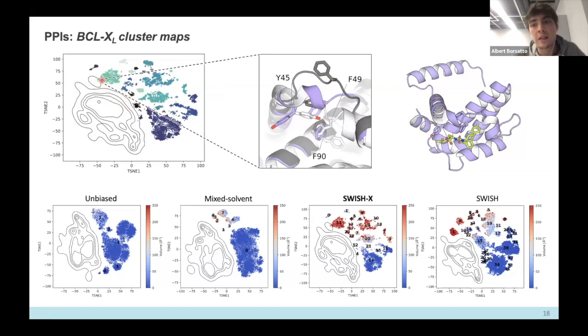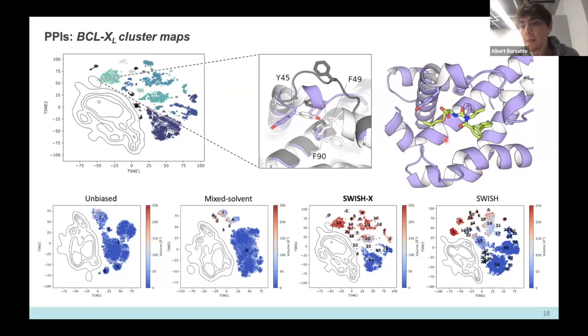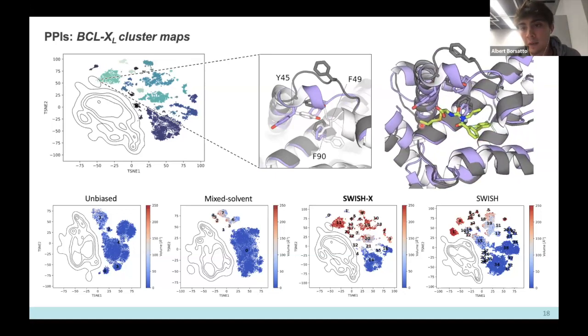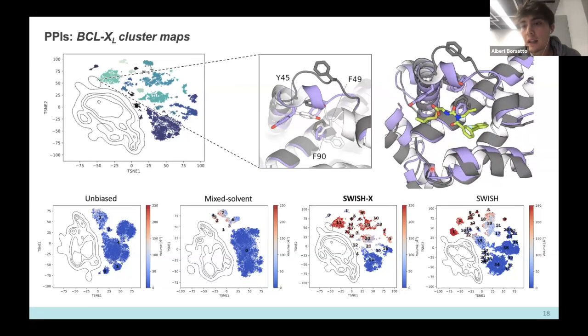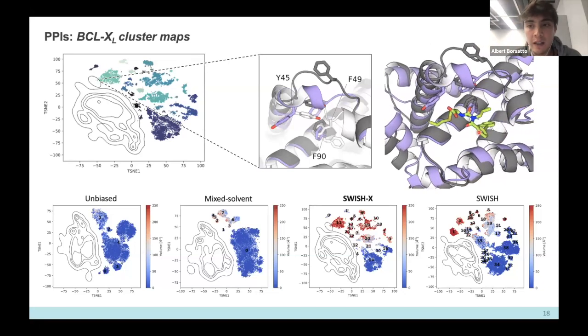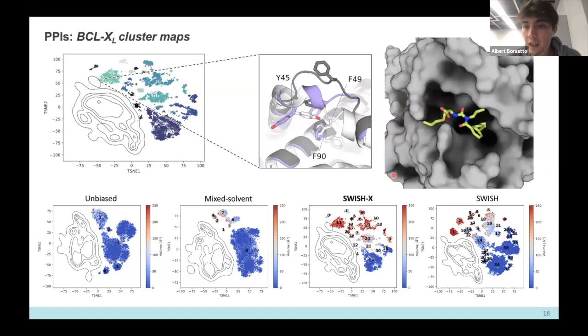And we can see that for some clusters that are close to the isocontour, or overlapping partially, we can actually sample configurations very similar to the crystal structure. So if this gray one is a structure coming from a SWISH-expanded simulation, and now we activate the surface representation, we can really appreciate how close we get to the initial crystal pose.